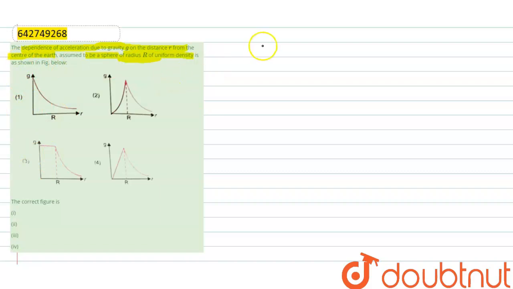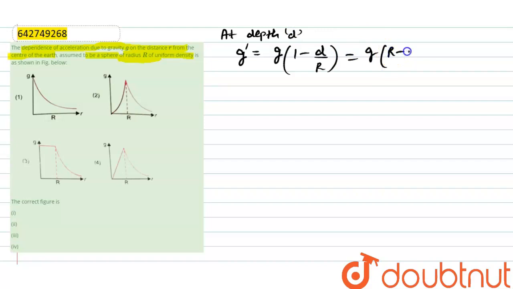Let's find out. We know acceleration due to gravity at a certain depth d is g dash, that is equal to g into 1 minus d by R, from the surface of earth, that is equal to g multiply R minus d divided by R. We can say R minus d is small r, divided by capital R. So we can say that acceleration due to gravity is directly proportional to small r. This is the acceleration due to gravity inside the earth, from the center to the surface, right?